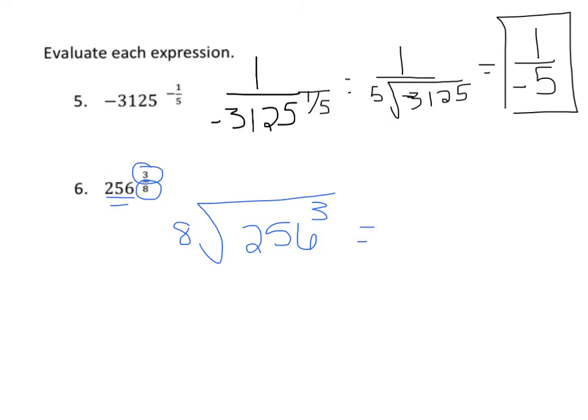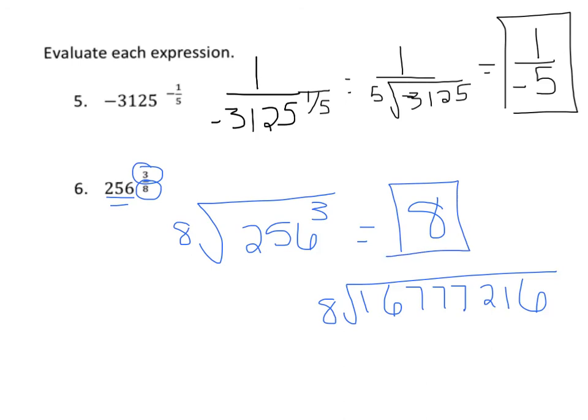If we take 256 cubed, we get 16,777,216, and then we can take the 8th root of that. So this simplifies down nicely into a whole number of just 8. The 8th root of that is just 8. Now, on your calculator, you could take 256 raised to the 3/8 power, or you could simplify it a little bit more, like we did here.